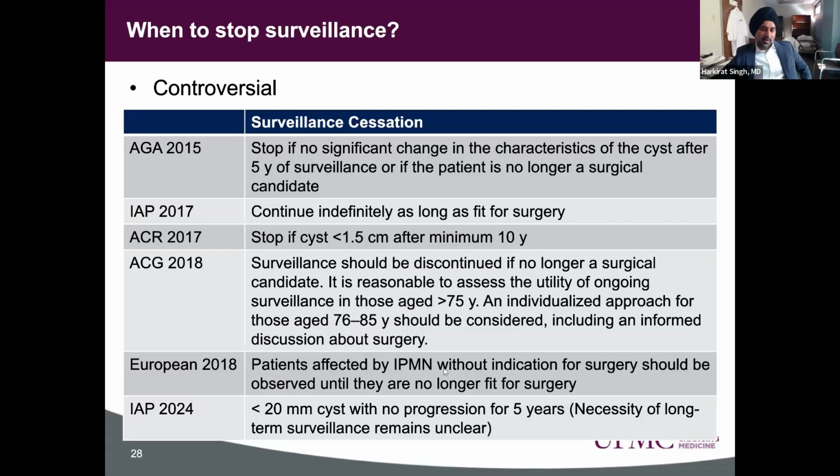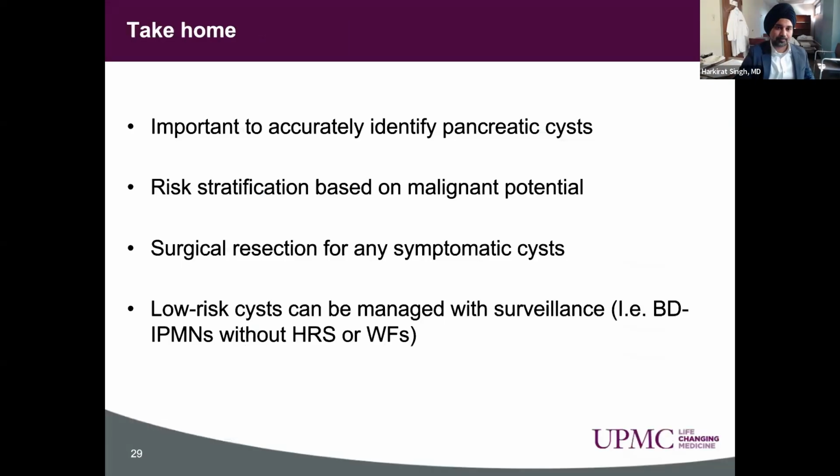European guidelines said patients affected by IPMN without indication for surgery should be observed until they're no longer fit for surgery. And the most recent guidelines from the international consensus say if the cyst is less than 20 millimeters with no progression for 5 years, you can have this discussion with patients about the necessity of surveillance, even though we don't have the best possible data. If it's a 50-year-old with a cyst less than 20 millimeters that hasn't grown for 5 years, I personally would not stop surveillance, because average lifespan is 78 to 80, so they may live till 80, and that's a long enough time for me to decide this is not going to grow. So we usually continue surveillance for those patients.